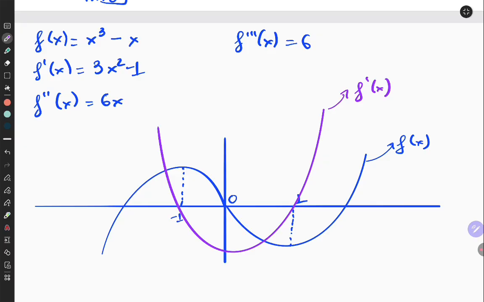What would be the second derivative? 6x. And then after that, the third derivative. Are they consistent? You can draw on top, or you can draw on another x, y axis.